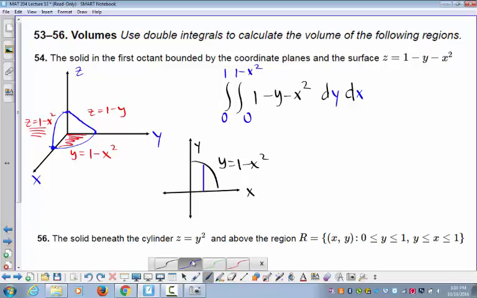Okay, so integrating with respect to y first, we're going to integrate 1 and get y, integrate that, get minus y squared over 2, integrate that and get minus x squared y, and that's 0 to 1 minus x squared dx.